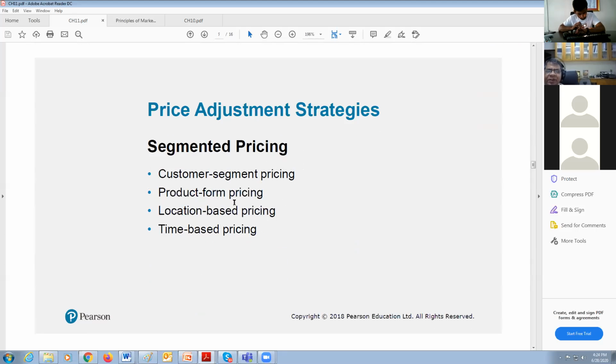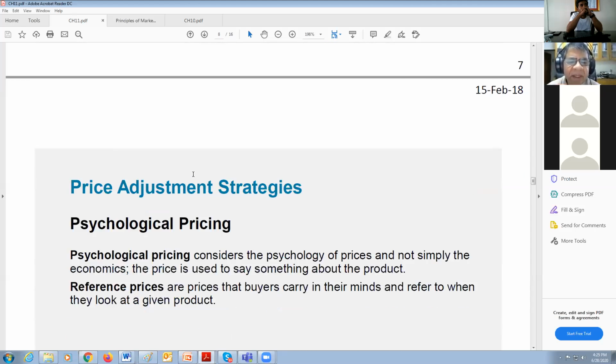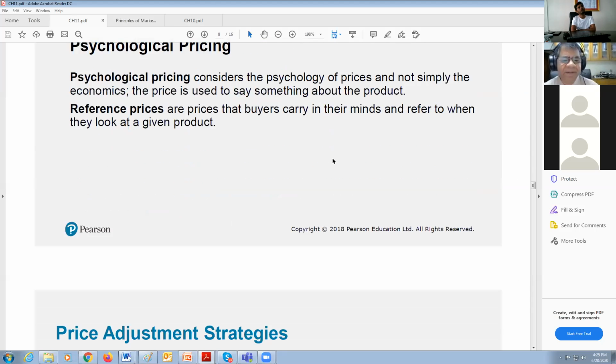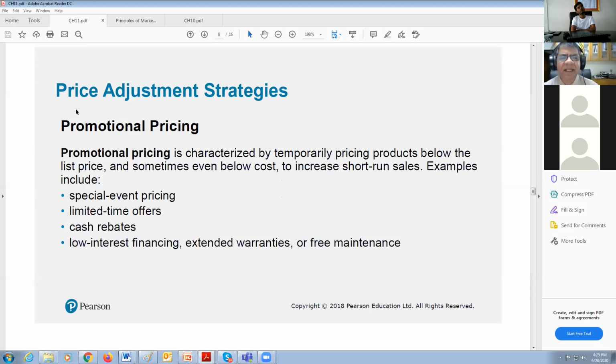Segmented pricing again, which you have seen in segmentation. So segmentation is not only demography; it is based upon customer, product, location, and time. So understand now, segmentation is not only geography or demography, but also pricing. Please keep an eye on this. Now, psychological pricing considers psychology and not simply the economics. The psychology means the buyer's mental condition, how they look at it, and based upon that they create the pricing.